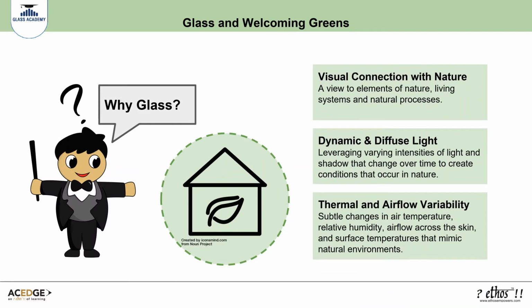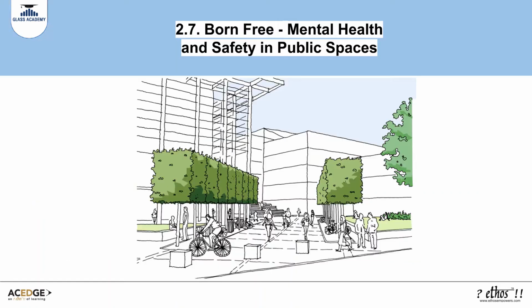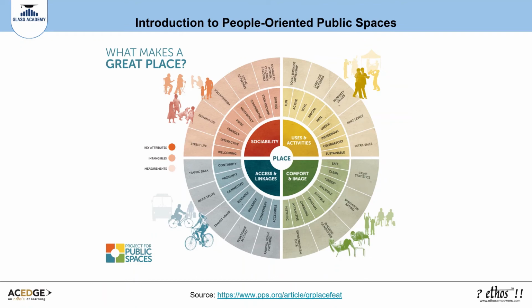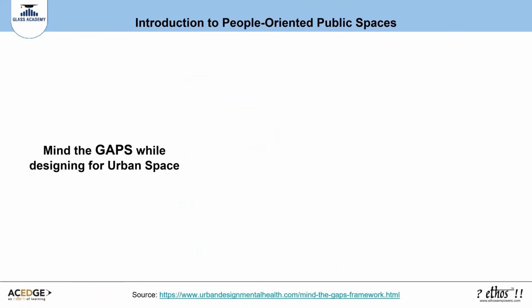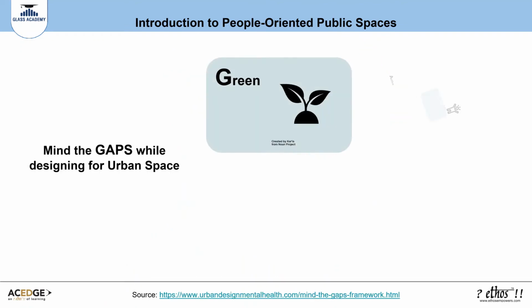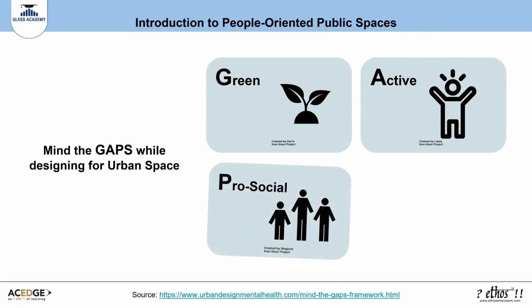In this aspect, we will delve into how glass can blur the boundaries of indoor and outdoor environments. We will also look into how mental health can be kept in check while designing. What makes a great public space? We will look at answering this through the course of this chapter.